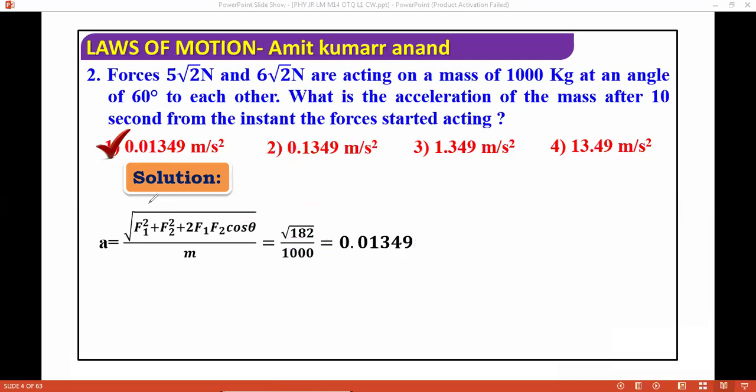Moving to the next question. So this is the answer, and you can do these questions if you understood the concepts. So, next question.